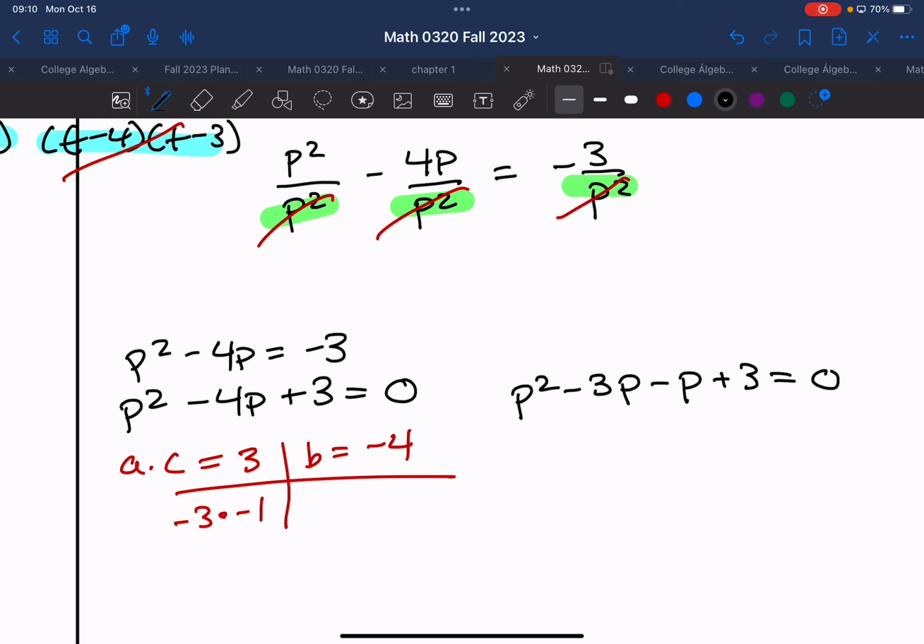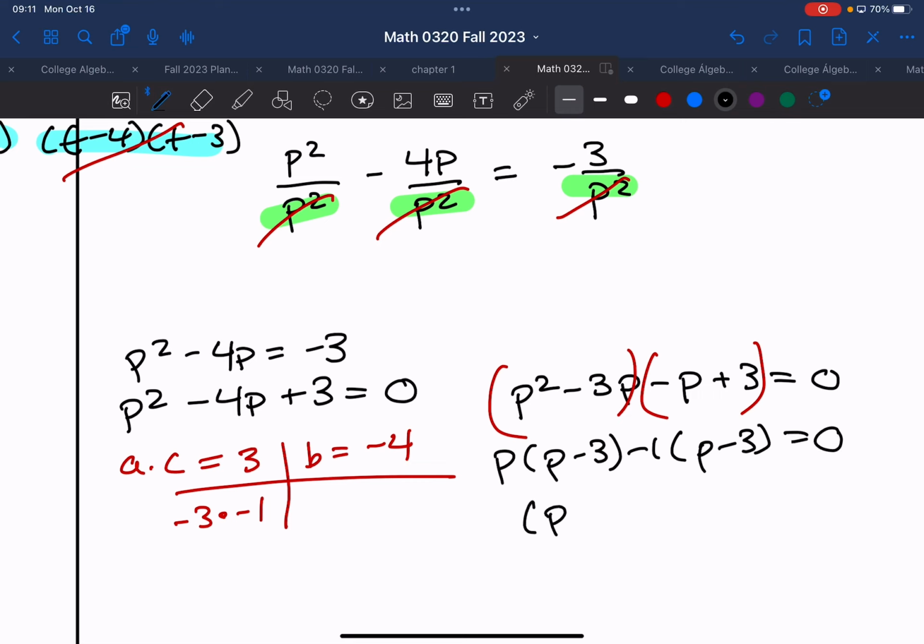So what method am I using to factor? Grouping. What can I take out of p squared minus 3p? P. So I'm left with p minus 3. And what can I take out of -p plus 3? -1. So I'm left with p minus 3. So that means I have p minus 1 times p minus 3 is equal to 0.